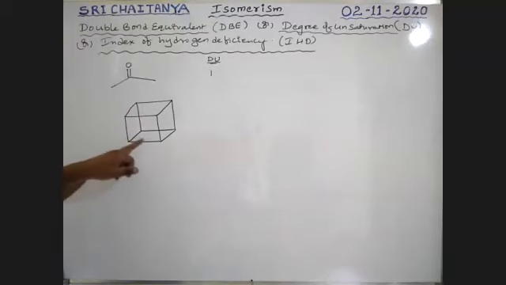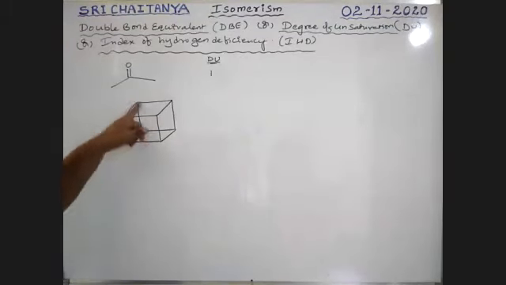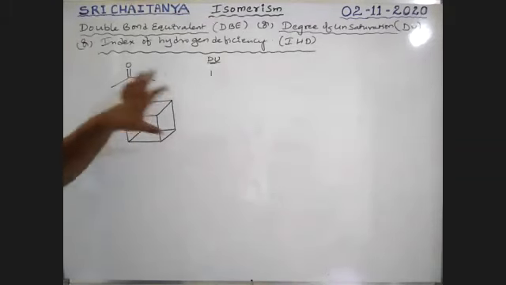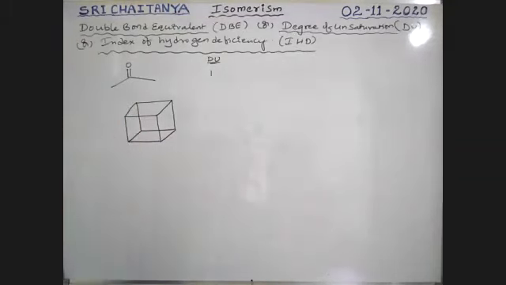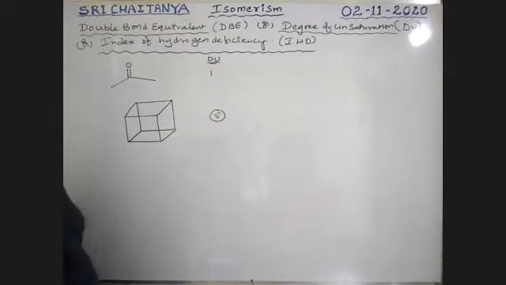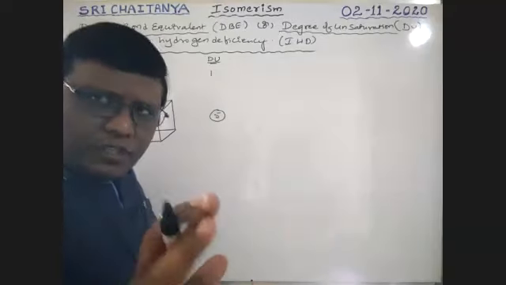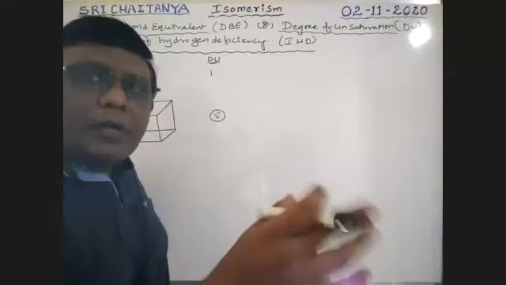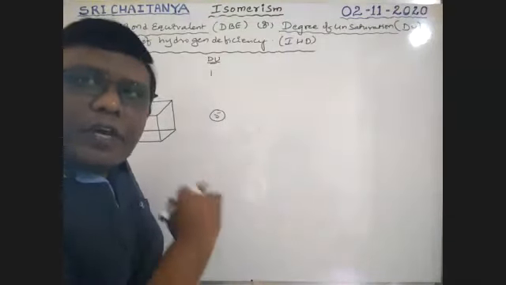1, 2, 3, 4, 4 rings. All together a ring, single ring. So total degree of unsaturation is equal to 5. Actually, it is not possible to calculate the number of rings. That's why I'm going to use this formula.